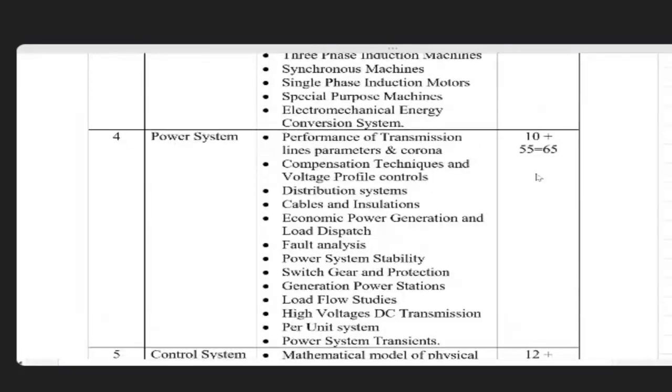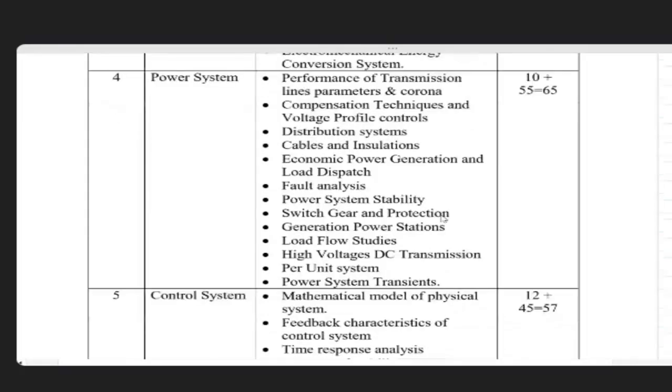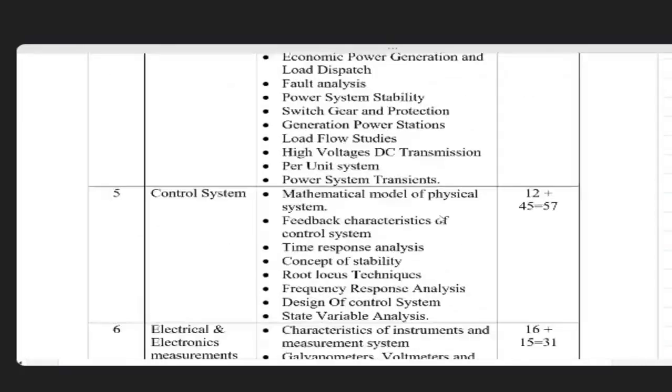So this is a total of 65. Its weightage is 65 marks out of 300, meaning 10 marks from MCQs and 55 marks from descriptive type questions. Very important subject, power system. Similarly, control system. Very interesting subject as far as GATE is concerned.